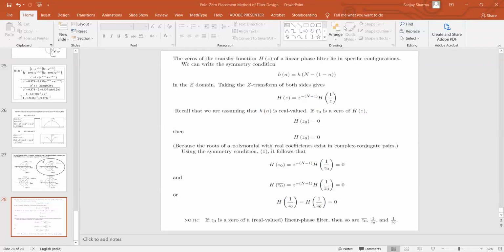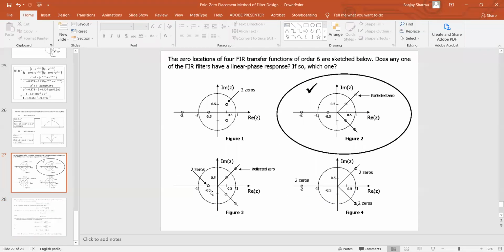Okay, let me see. In the third figure, you can see these two zeros are not reflections of each other. Somebody has asked a question about the third figure. These two zeros are reflections of each other. These two zeros are also, but this one is not. But in this case, all zeros are reflections of each other. All three zeros are reflections of the other three zeros.